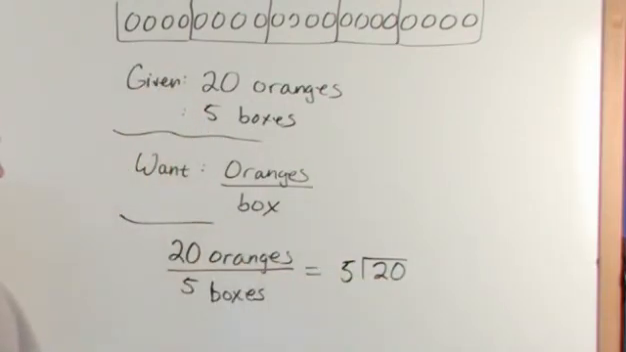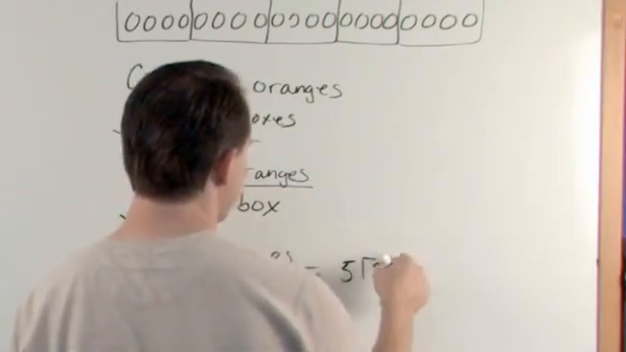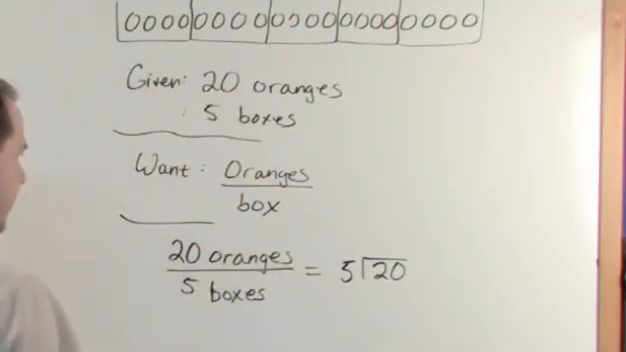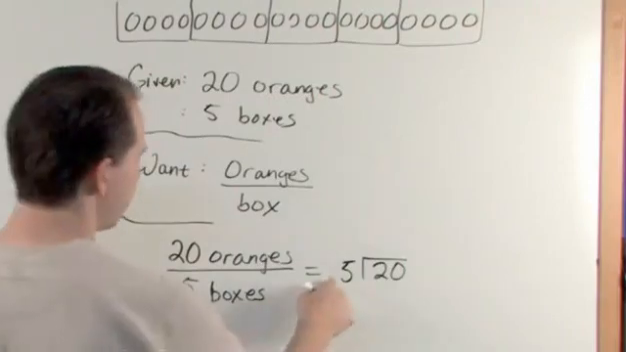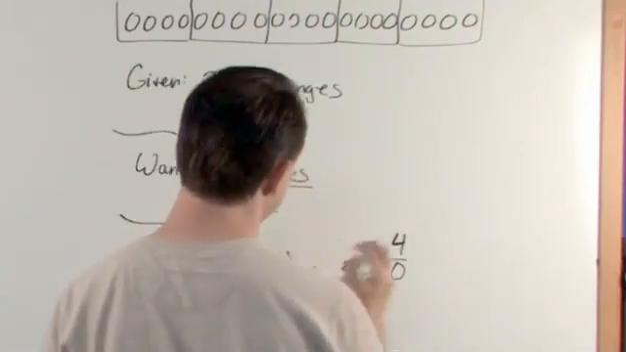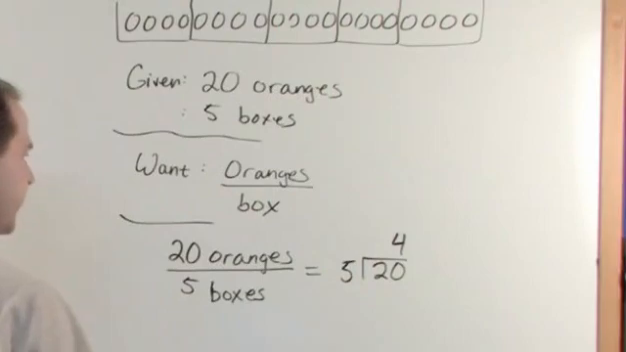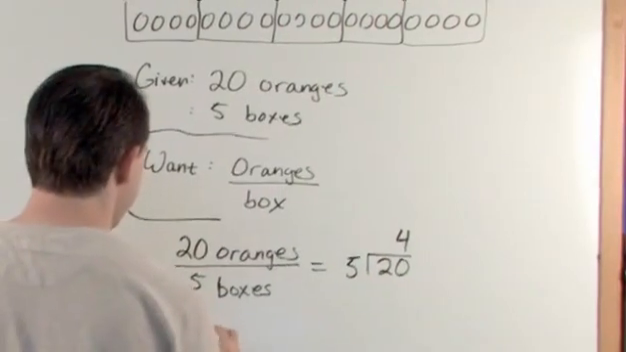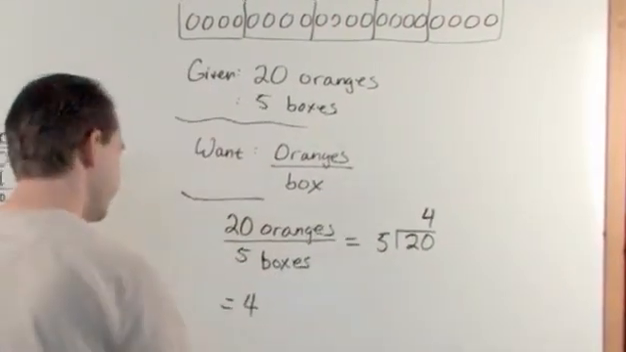So let's go ahead and do this, okay? 5 times what will give you 20? That's what you're asking here. That's what division is. 5 times what will give you 20? Well, 5 times 4 gives you 20. Okay, so I've done that division. So the answer is 4, and 4 what?